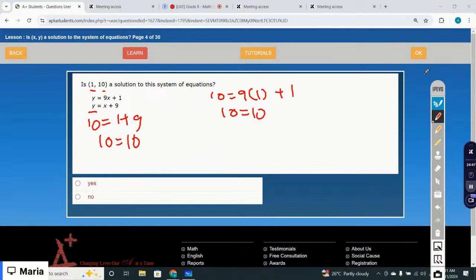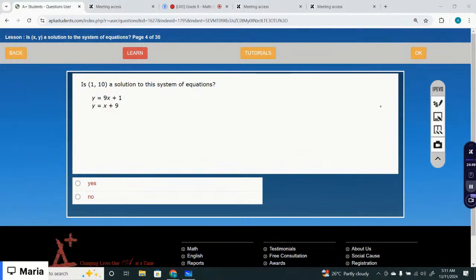So the point satisfies the equation. That means (1, 10) is the solution of the system of equations, right? Okay, you can complete the lesson by yourself later today. Let me just move on to the next lesson.